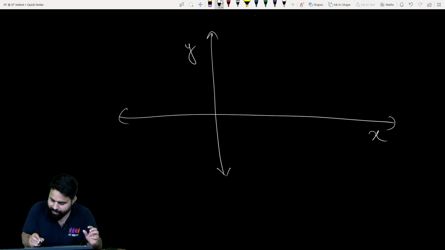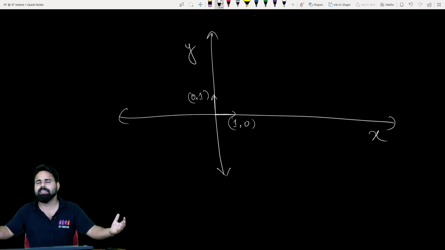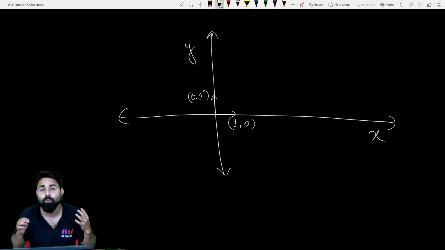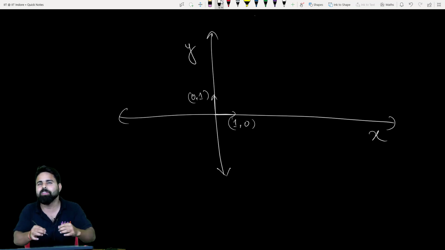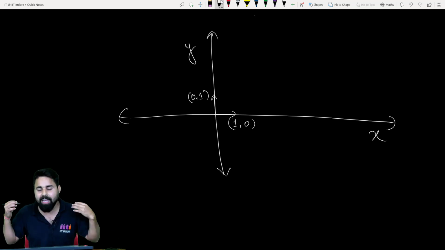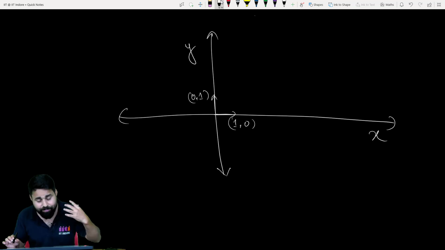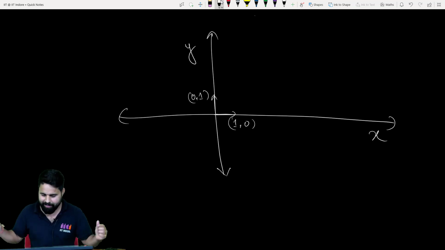Remember, all these axes are actually made up of vectors. Which vectors? There will be a unit vector here, which we call (1, 0), and a unit vector here, which will be (0, 1). Your x-axis is nothing but scaling of (1, 0). You keep on scaling the (1, 0) vector and you will get the x-axis, and similarly you scale (0, 1) and you will get the y-axis infinitely.